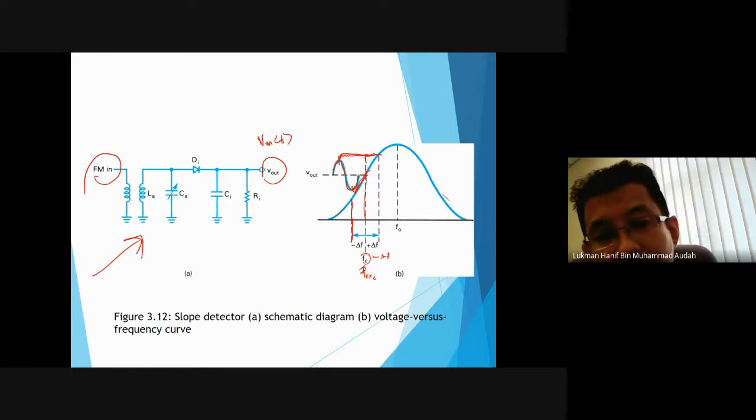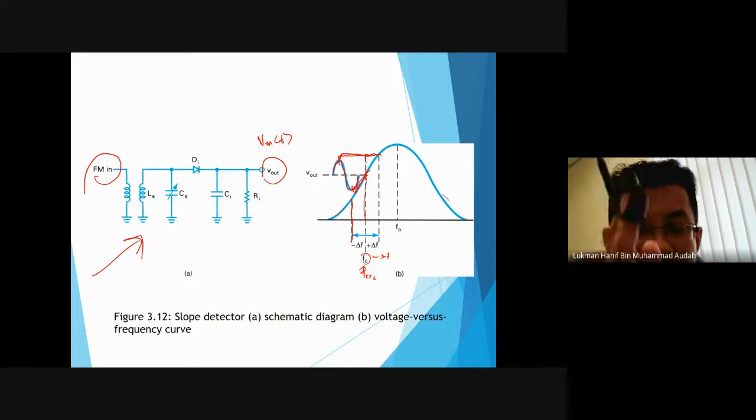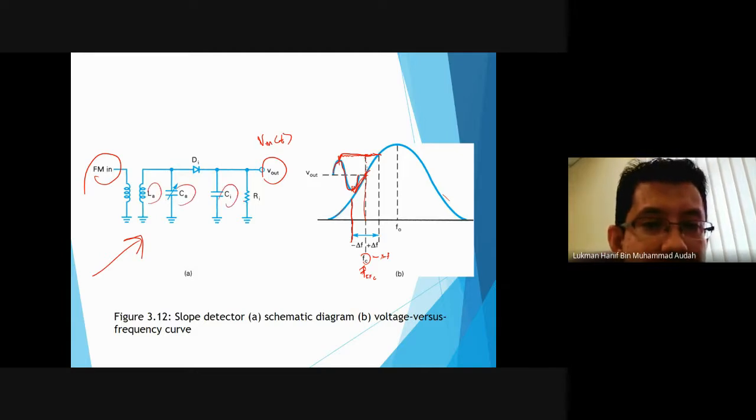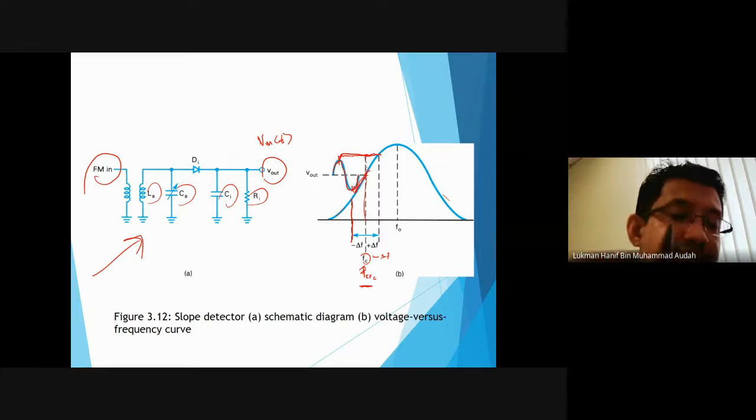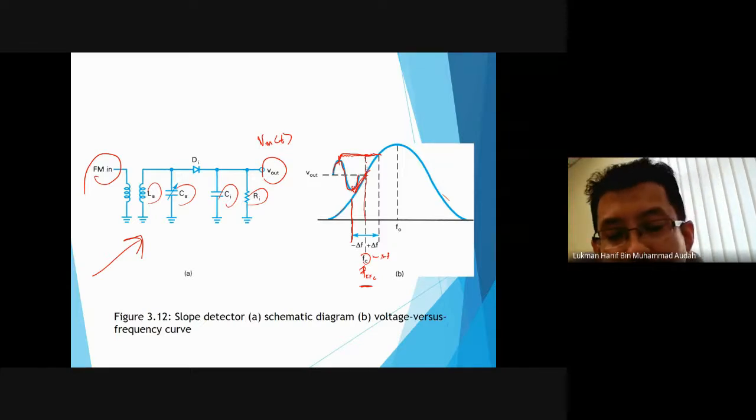Okay, so itu sebab dia punya setting pada nilai L, C and R itu perlu disetkan pada nilai yang betul, otherwise dia akan tidak pada center. Kalau nilai-nilai ni L, C and also R is not set correctly, so what happen is that this center would be not at the center of the IF. So you akan menghasilkan output yang berbeza lah daripada apa yang you inginkan. Okay.